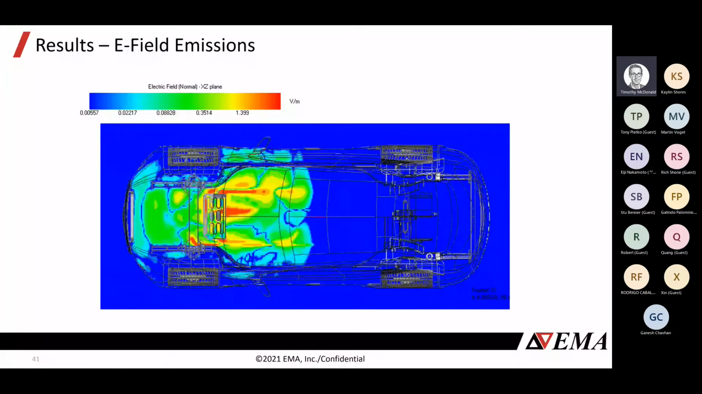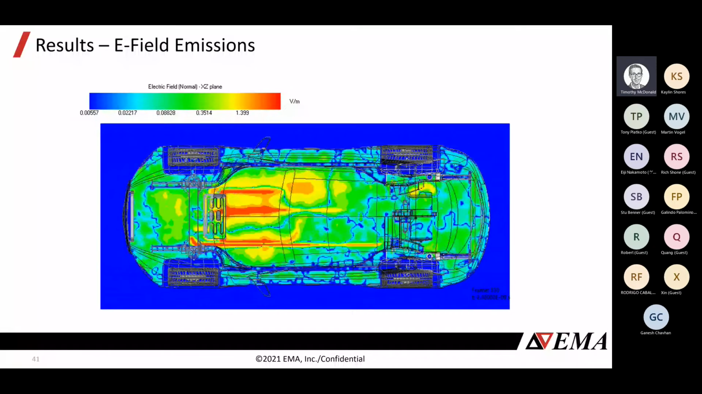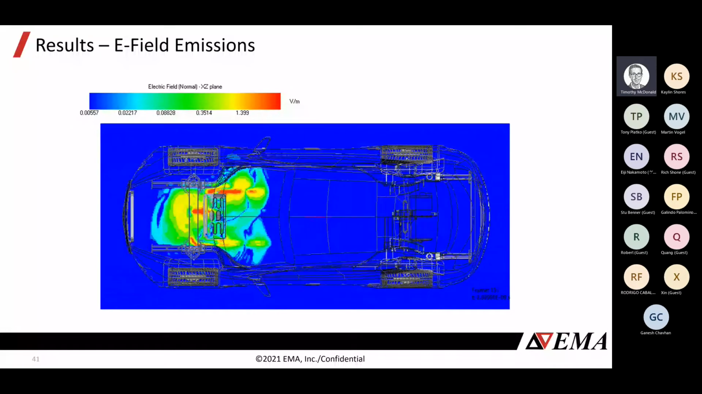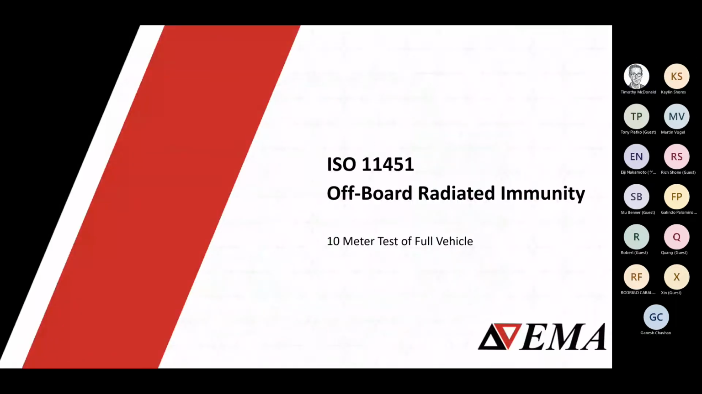From a different angle, same thing. You can see, obviously, the fields are coming from the cables. They're red hot. And as we get further away from the cables, the field intensity drops off. And what we're really interested in is probing the fields in terms of volts per meter some distance away from the vehicle. Okay, we've talked about emissions.